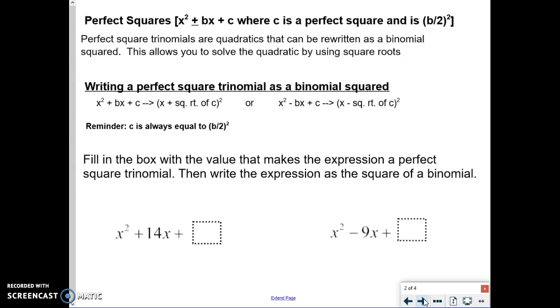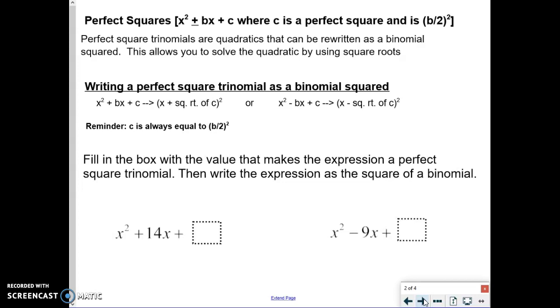So how do we write perfect square trinomials as a binomial squared? Very simply. If you have x² + bx + c, then your binomial squared would be (x + √c)². And if it's x² − bx + c, the only difference is now your binomial would be (x − √c)², again that binomial being squared. And please remember, and this is very important, c is always equal to (half of b) squared.